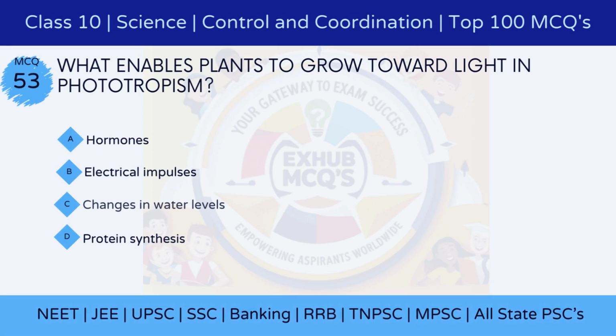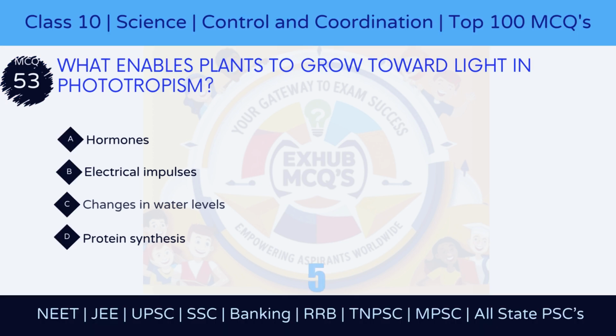MCQ 53. What enables plants to grow toward light in phototropism? Option A, hormones. Option B, electrical impulses. Option C, changes in water levels. Option D, protein synthesis.